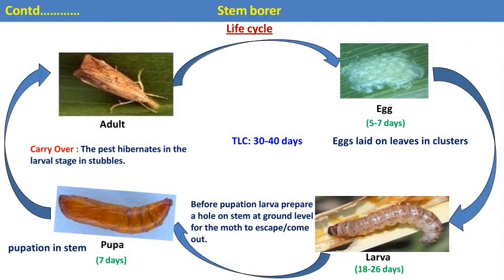Then this is the life cycle of the stem borer. This Lepidopteran pest has 4 different life stages: egg, larva, pupa, and adult. After male and female mating, the female moth lays eggs on the leaves in a cluster. After hatching, the caterpillar emerges and feeds voraciously on the inner content of the shoots. But before pupation, the larva prepares a hole on the stem at ground level for the moth to escape and come out. Pupation takes place inside the stem. This stem borer carries over to the next season. It hibernates in the larval stage in the stubbles.